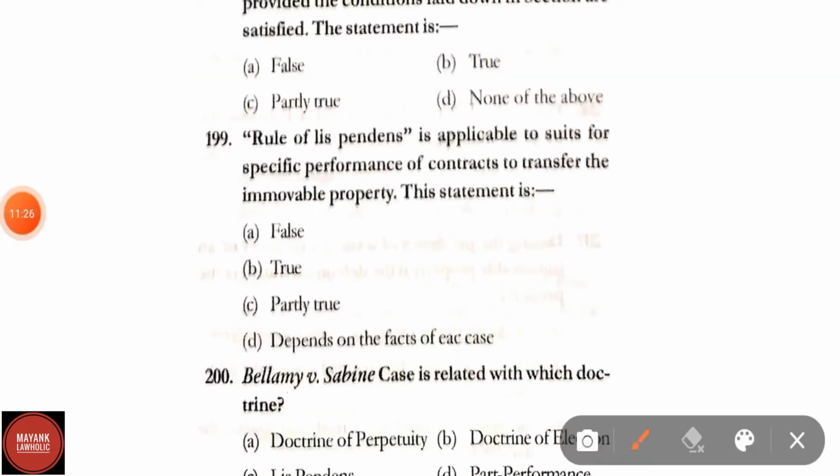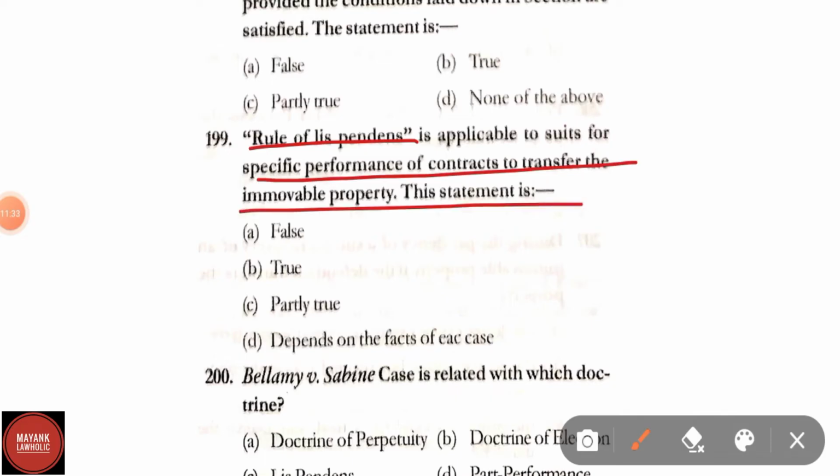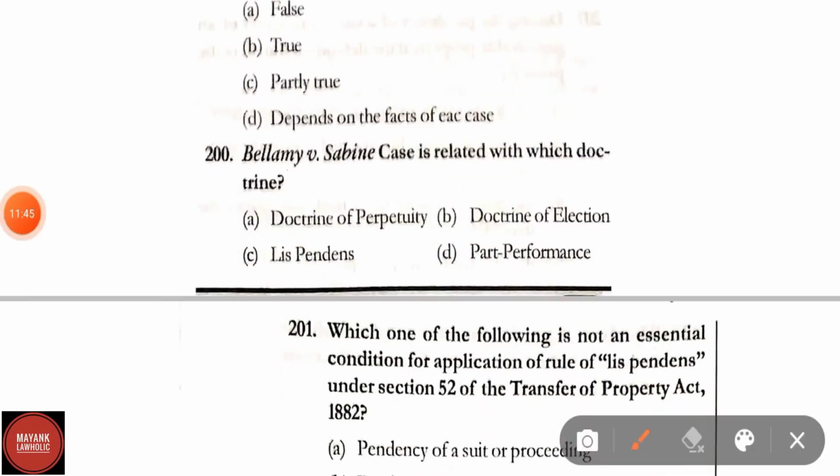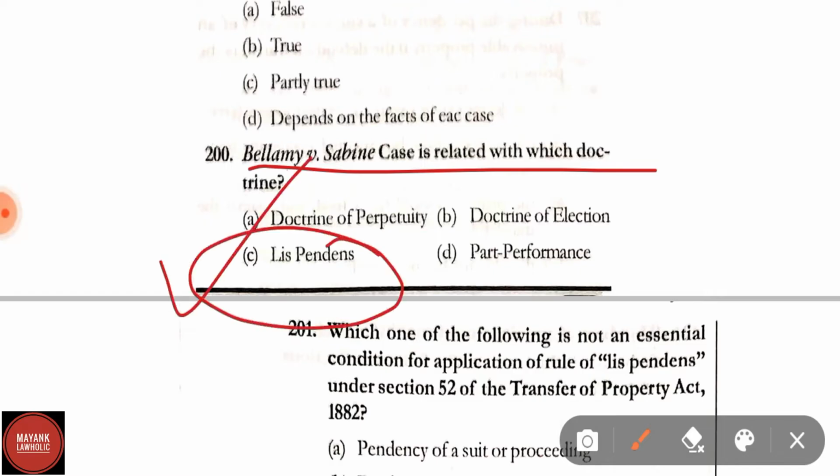Question number 199. Rule of lis pendens is applicable to suits for specific performance of contract to transfer immovable property. The statement is false, true, partly true, depends on the facts of each case. Here the correct answer is option B, that is true. Question number 200. The case of BLA versus C is related to which doctrine? Options are doctrine of perpetuity, doctrine of election, lis pendens, part performance. The correct answer is lis pendens.